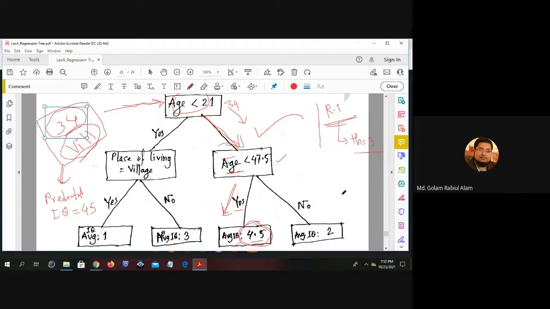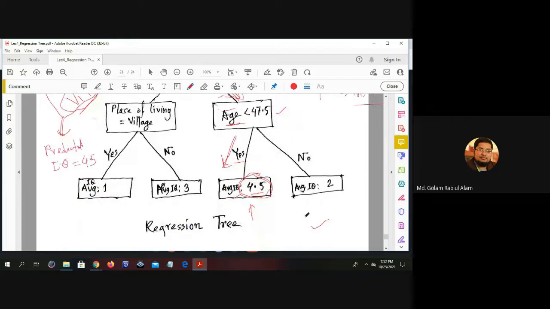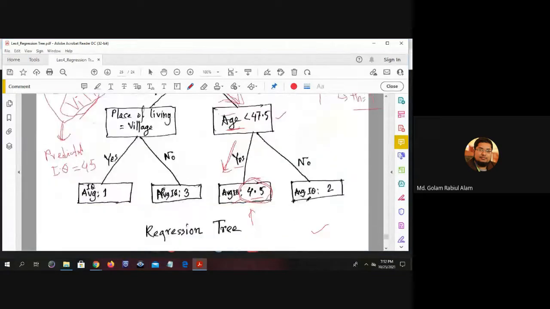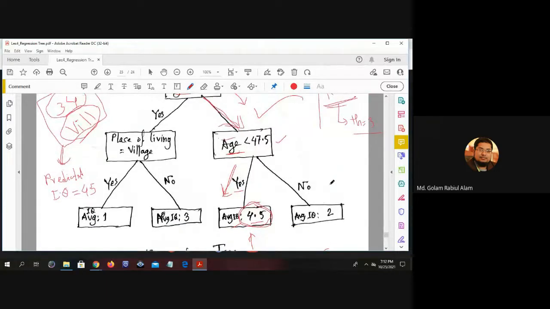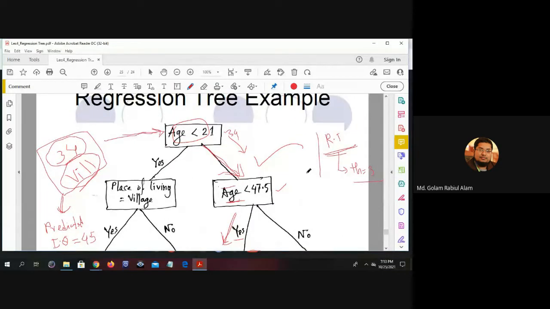Okay, then what can we do next? Let's see regression trees. These are the references. So this is today's lecture. Specifically, I have to go somewhere else at 8 p.m., that's why this is a short lecture.